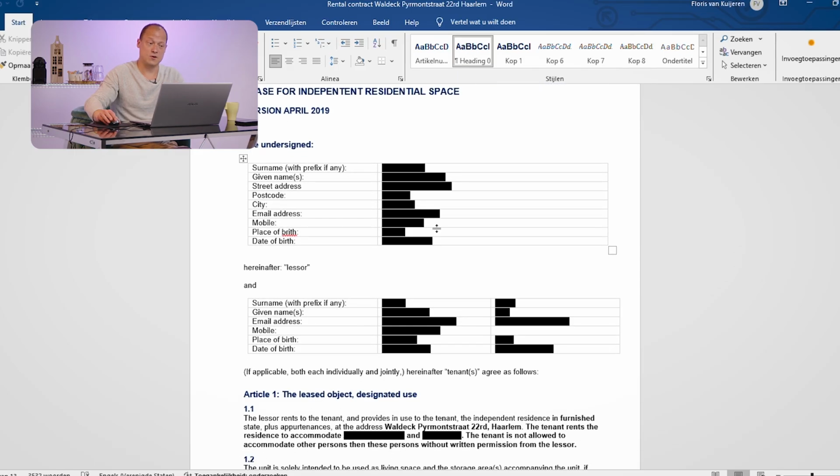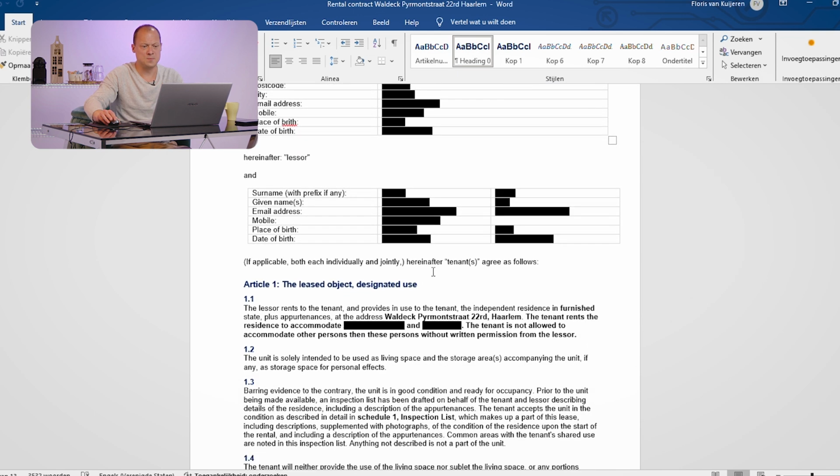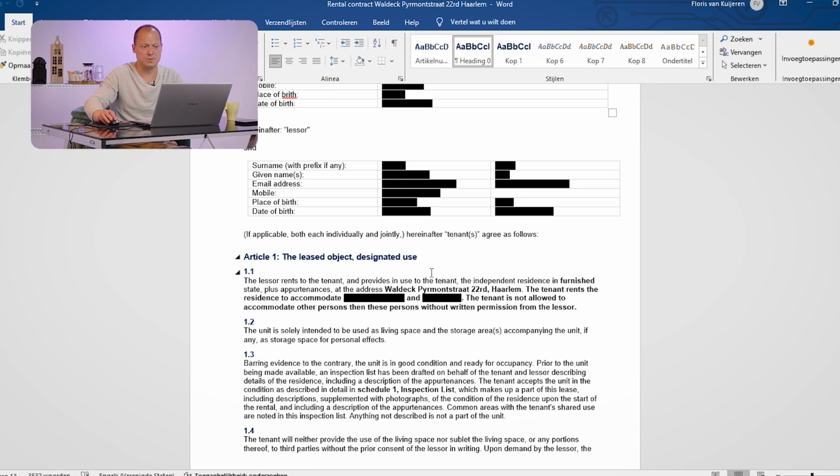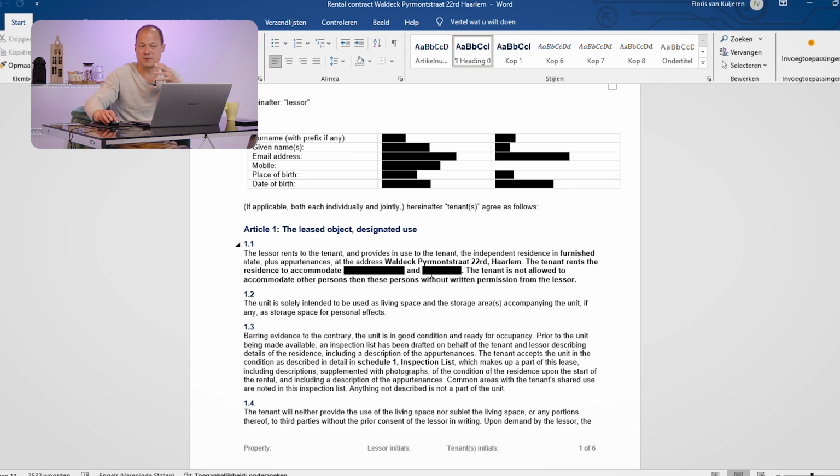Okay, so first is the client details, of course. I think that's pretty easy. Article 1 is basically what has been rented out. In this case, it's an apartment on the Waldeck Piermontstraat 22 Red. Now, I have made a little addition in Article 1: the tenant is not allowed to accommodate this property other than the persons above.